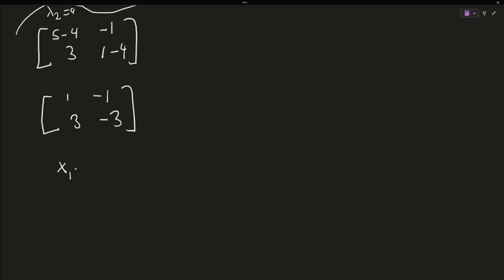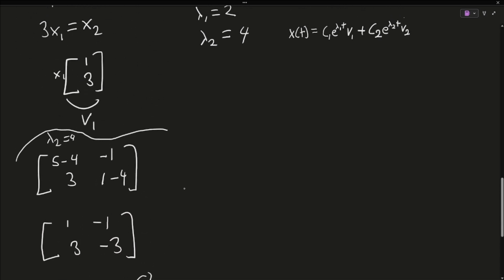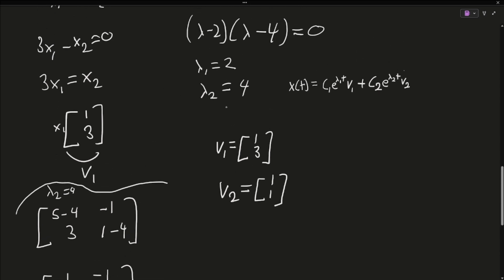So we're going to have x1 minus x2 equals 0, so x1 is equal to x2. When we have this, we can define any one of those as a free variable. I'm going to define x1 as a free variable, and x2 in terms of x1 is just x1 because it's the same thing. So our eigenvector 2 will be 1, 1. Now that we have our eigenvectors, I'm going to write those real quick. Eigenvector 1 was 1, 3, and eigenvector 2 was 1, 1. And our eigenvalues are 2 and 4.